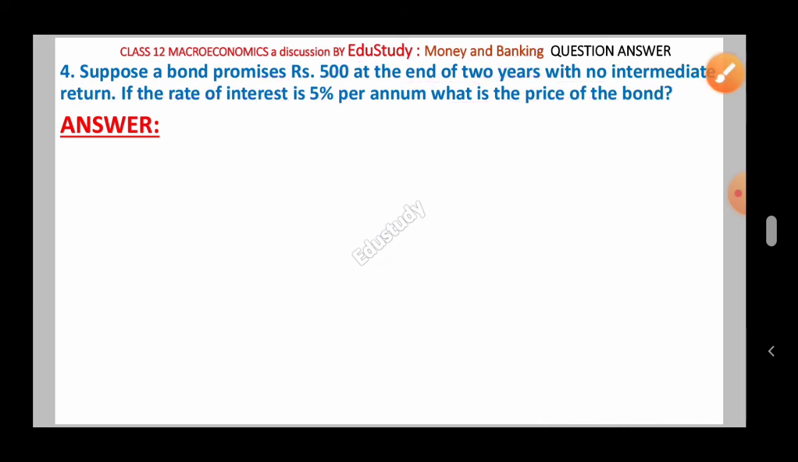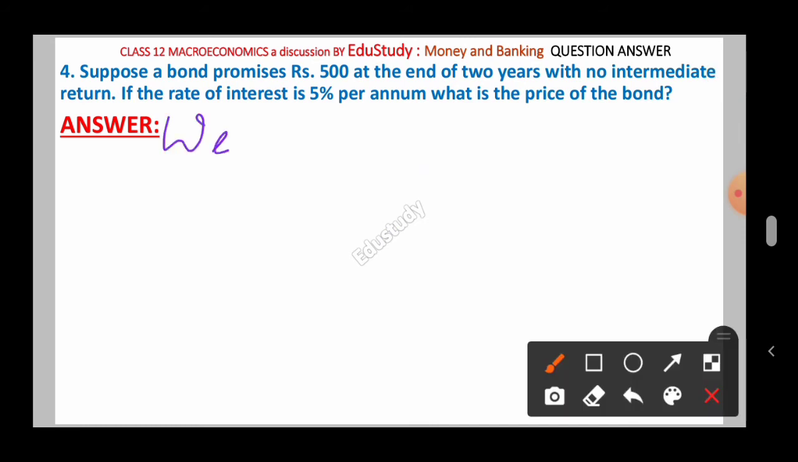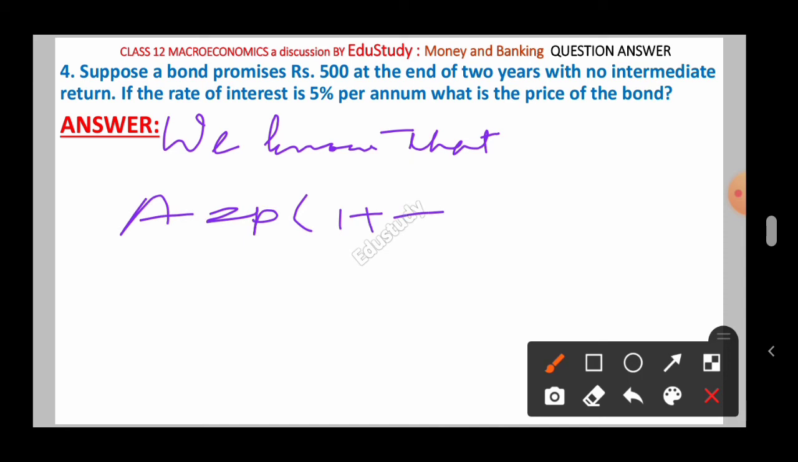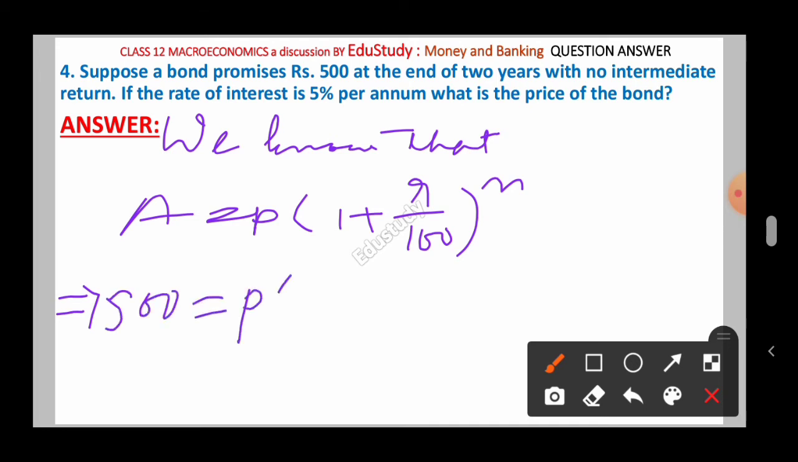Before solving this, you have to write: we know that A equal to P into (1 plus R by 100) whole to the power n. You know this formula, and you just have to substitute the values given here. In place of A it is 500, and the value of P is not given here, so we just assume P. Then 1 plus R, where R is 5%, that is 5 by 100, and to the power n, meaning the time period, that is 2 years. And this you have to solve.